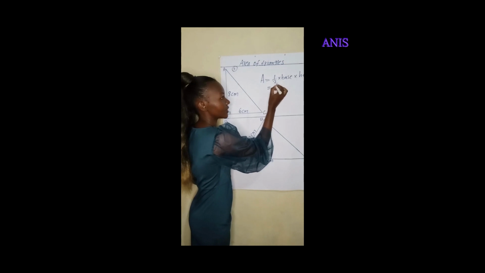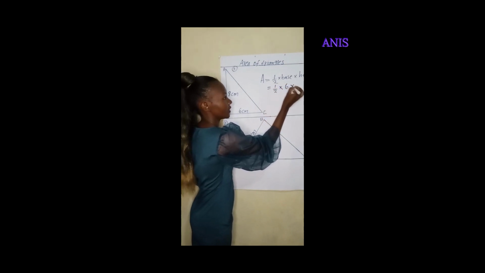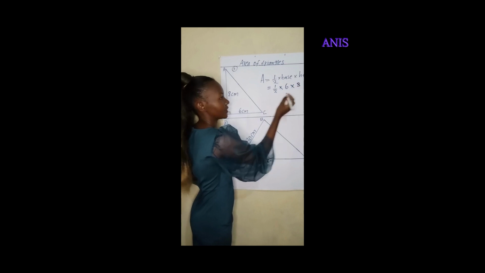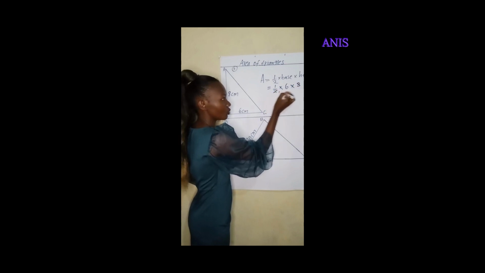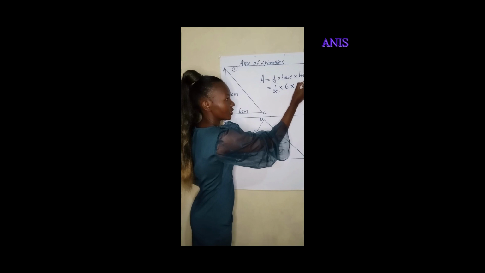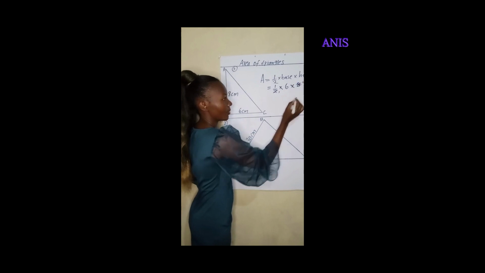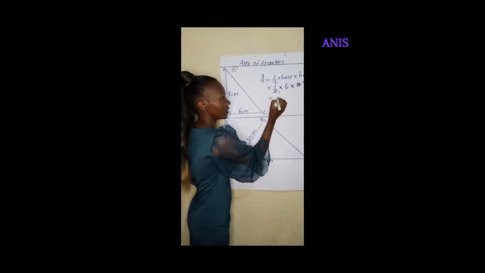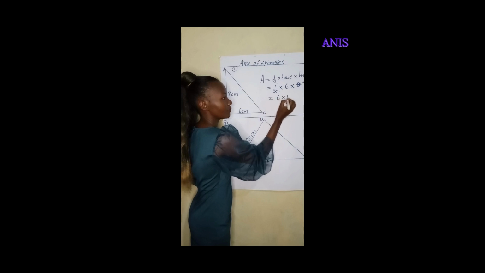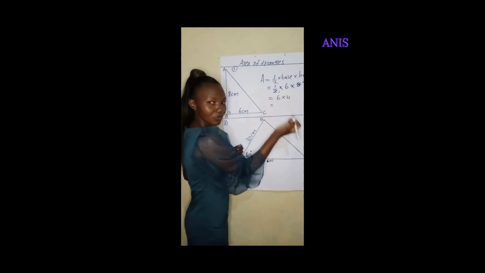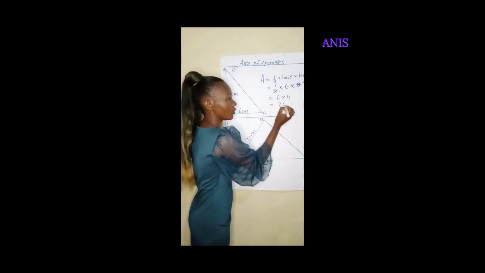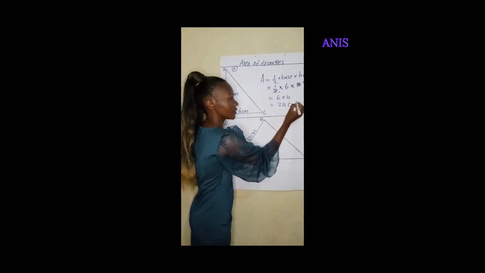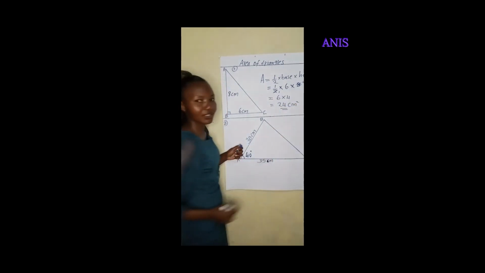Therefore, I can just write half times 6 times 8. And I can cancel these two and this one to give me 4. And then I'll be having 6 times 4, which is equivalent to 24 centimeters squared. And I've gotten my area.